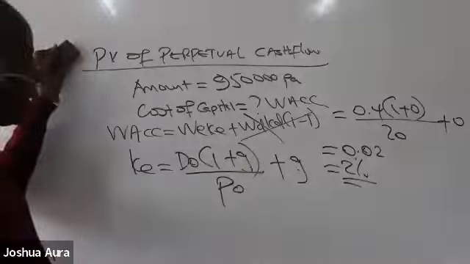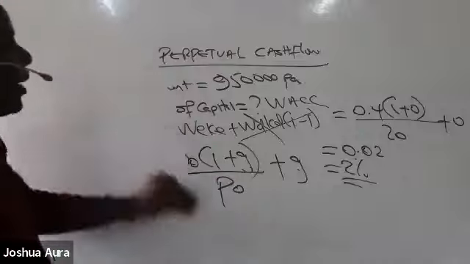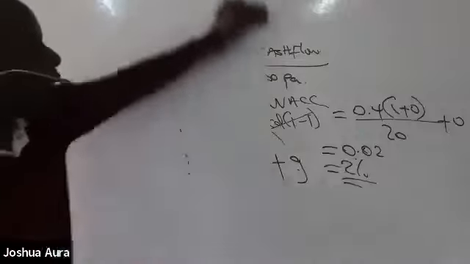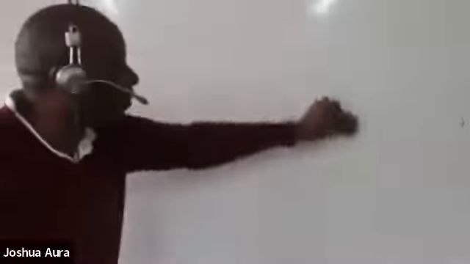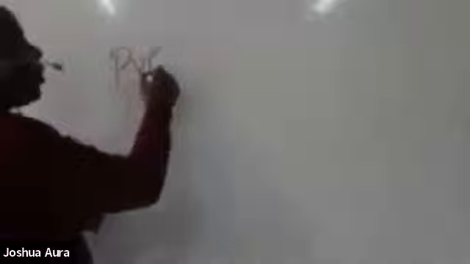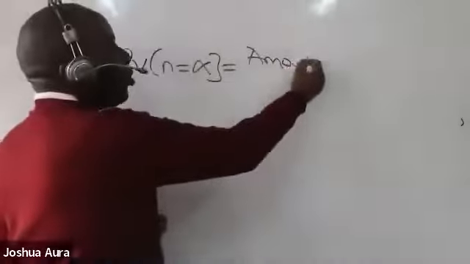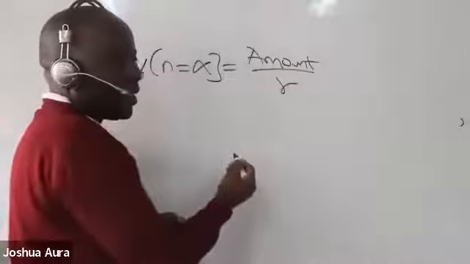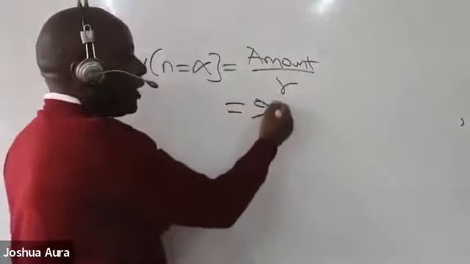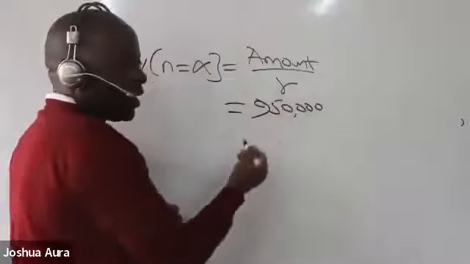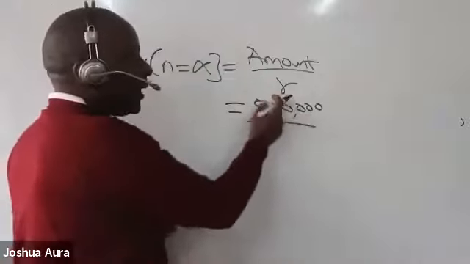Now, once I've reached here, then I'll easily give you the present value of this perpetual cash flow. This is the first thing that very many students of financial management fail in. So present value, where n is infinity, will be amount divided by R, isn't it? And the amount you gave me was 950,000, all over R, the required return.